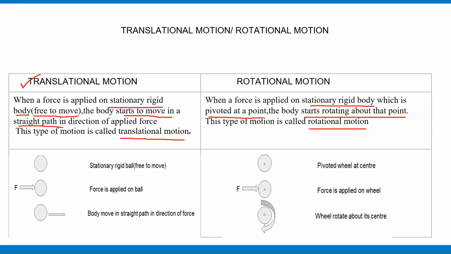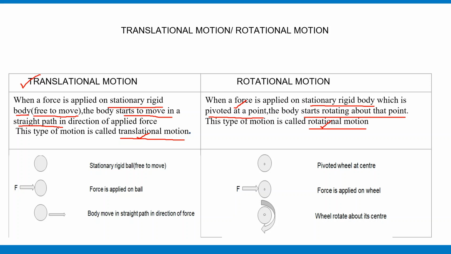So once again, the difference is that in translational motion, we are applying force on a body which was free to move. In rotational motion, we are applying a force on a body which was pivoted at a point. In the first case, it will move in a straight path. In the second case, it will rotate about that point. The first type of motion is known as translational motion. The second type of motion is known as rotational motion.